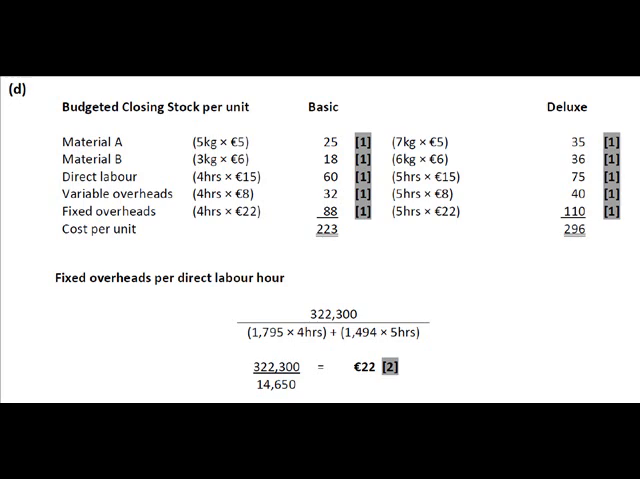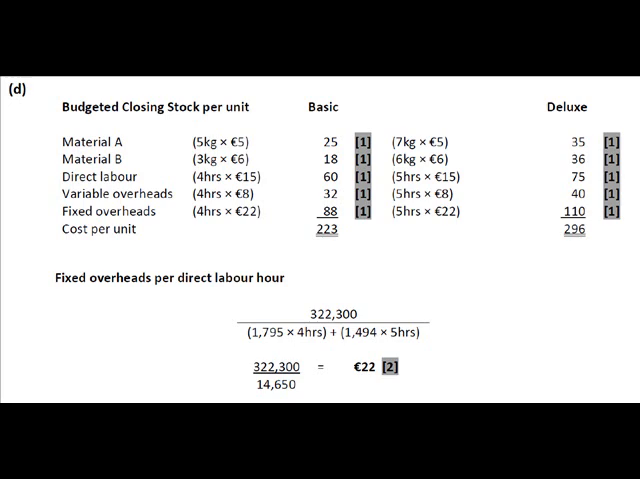Remember, the question told us that we're going to charge €8 per labour hour to cover variable overheads. So, as each unit of basic takes 4 hours to produce, we're going to charge €8 per labour hour to cover our variable overhead, so that's €32.